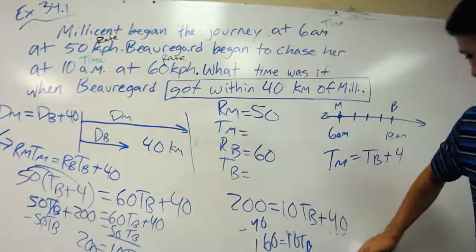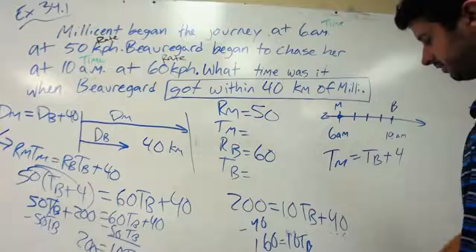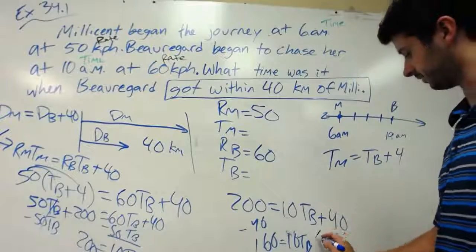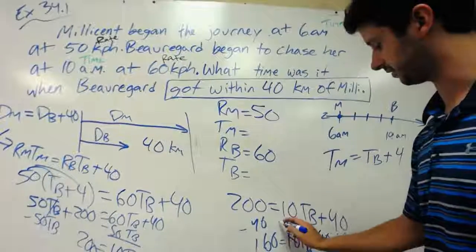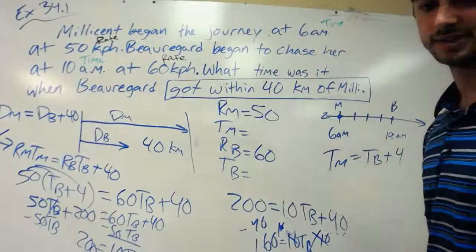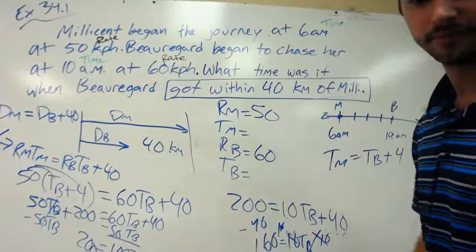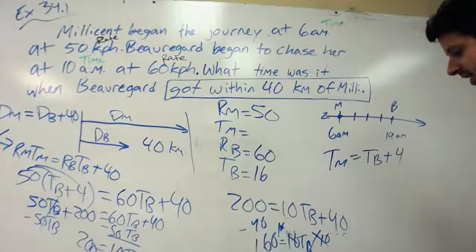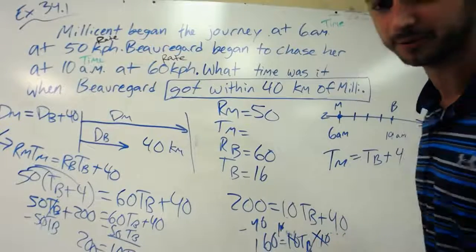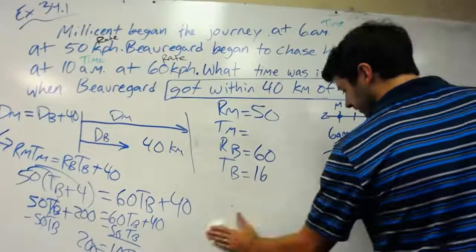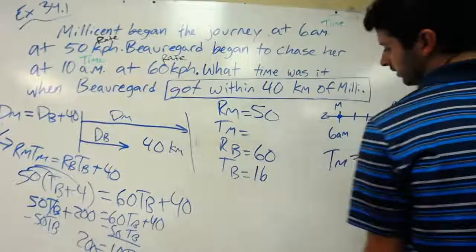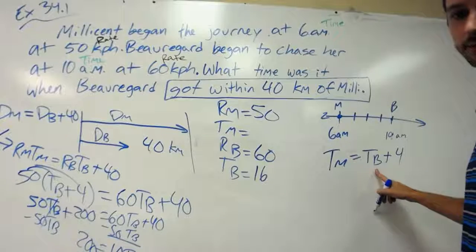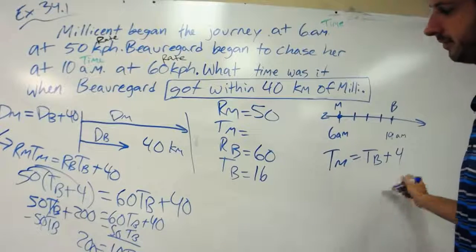It's pretty cluttered, but it's okay. Divide 160 by 10. Divide by 10. Cross out 10. Divide by 10. And you would get 16 equals TB. That got out of control. 16 equals the time of Beauregard, though. Sorry for the sloppiness. Ran out of room and camera space. So 16 is the time of Beauregard. That would mean the time of Millicent would be 16 plus 4, being 20.